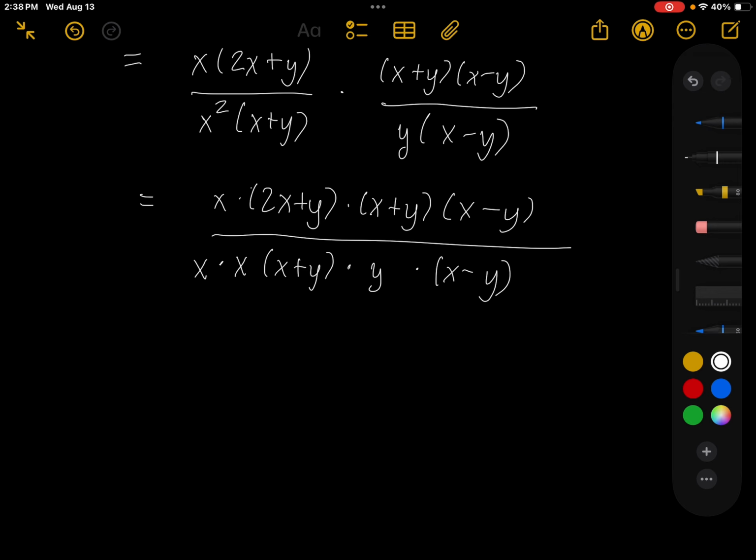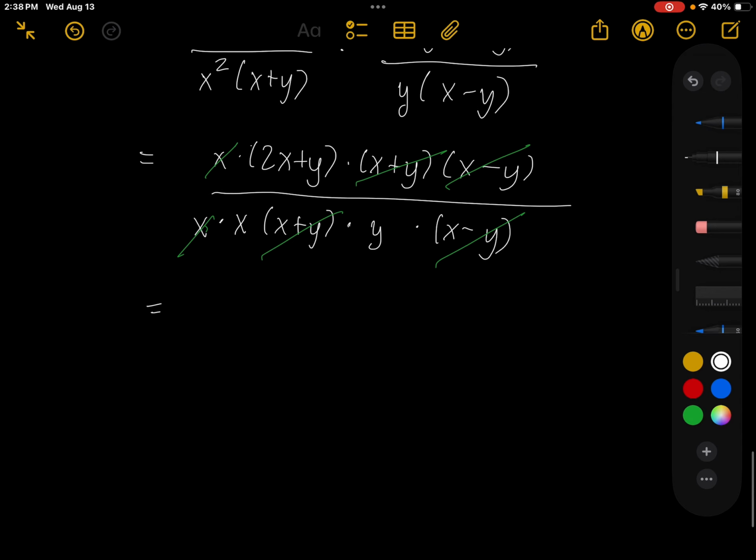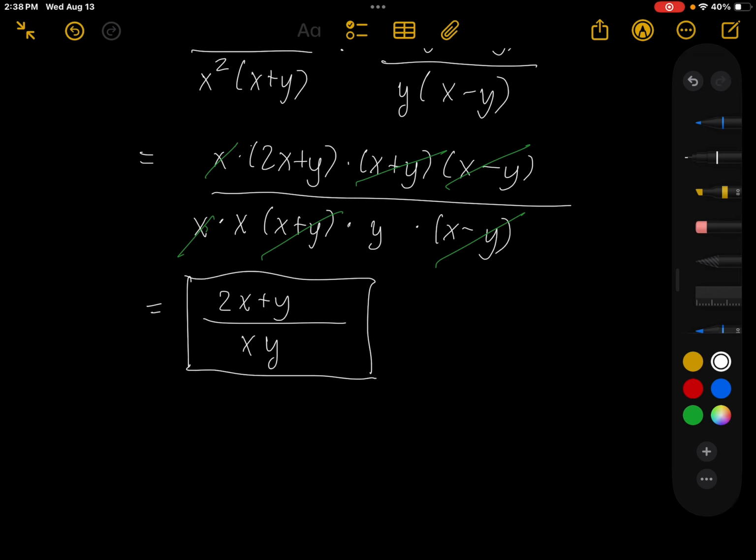Now I have an x on the bottom. Okay? I can cancel these out. Is 2x plus y on the top? Do I have anything on the bottom? No. What about the x plus y? Yep, there's an x plus y on the bottom. X minus y, yep, I have an x minus y on the bottom. So I am going to be left with 2x plus y on the top over x times y on the bottom. And that's as simplified as I can make it.